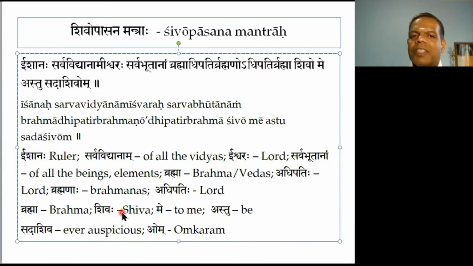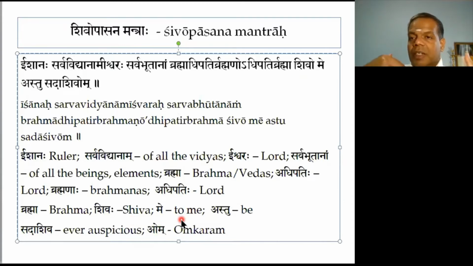Brahmadipatir, Brahmanodipati. Then he is Brahma. In this case, Brahma means one who expands. You can say creation also is covered by Brahma. But in this case, Brahma is one who expands, one who creates this world also. So Brahmadipati, Brahmanodipati, Brahma, Shivo. Shivo is again Sandhi, Visarga has become O. So actually the word is Shiva, means auspiciousness.